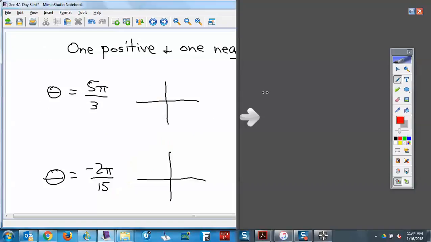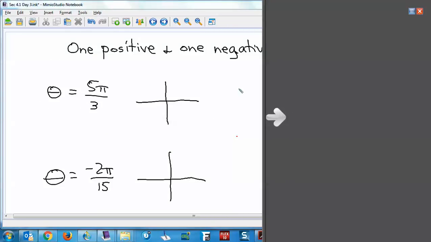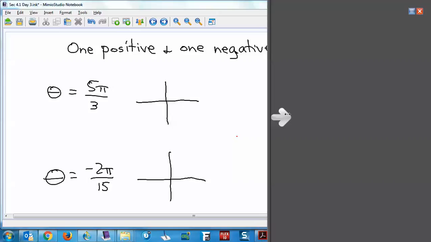All right, what else do I have? Okay, give me one positive and one negative coterminal for each of those. Sketch it. Give me one positive and one negative coterminal.